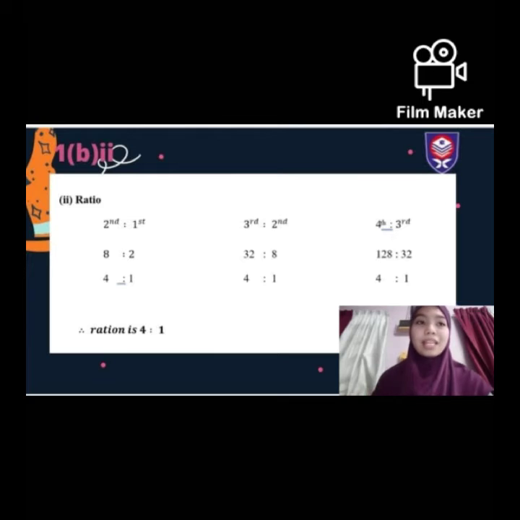So we must do the second generation ratio to the first generation. So 8 ratio 2. So we got 4 ratio 1. To answer the third generation to the second generation, we must do the same. Third generation ratio to the second generation. So 32 ratio 8. So we got 4 ratio 1. To answer the question, the ratio is 4 ratio 1.